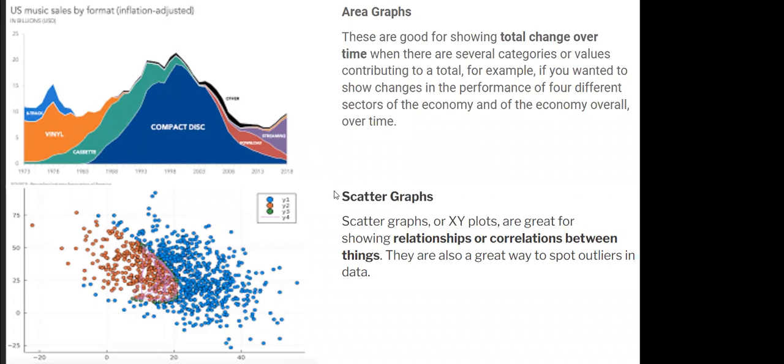We also have scatter graphs, right? These show the relationship or the correlation between 2 things. Just like we have on this diagram, we have several points, the red points and the blue points. These are showing the correlation, or the relationship, between the blue points and the red points, right? They are also great ways to spot outliers.